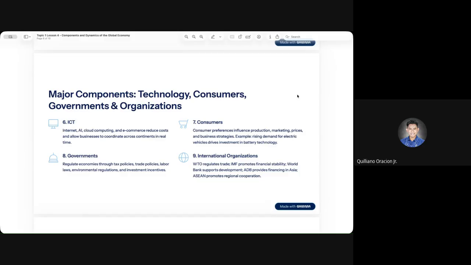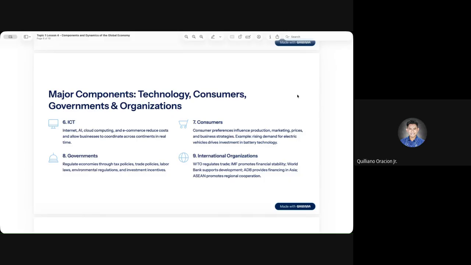Imagine removing ships. Would Shopee deliveries become slower? Yes. Would imported cars become expensive? That's correct. Would fuel become expensive? Very, very true. That's why shipping is very important.